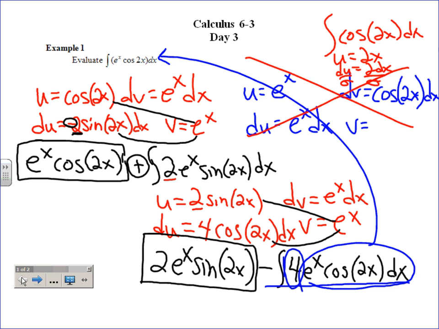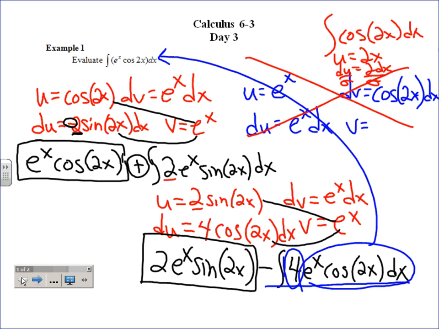Good choice. You would have gotten the exact same answer had you done it the other way. It probably would have taken you a lot longer, though. There would have been a lot more fractions involved, but you would have gotten to the same thing. Would have been a common denominator issue, but you could have done it that way.